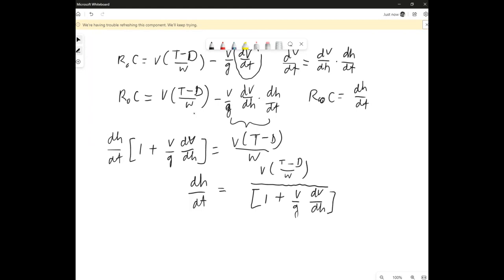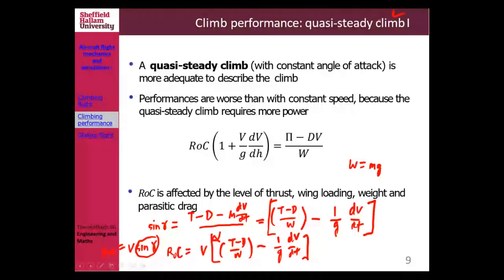Now, this is what you look at. Obviously, this is your rate of climb, right? dH/dt is your rate of climb. So that's how that equation becomes this. If you look at that, this is exactly what I derived early on, right?